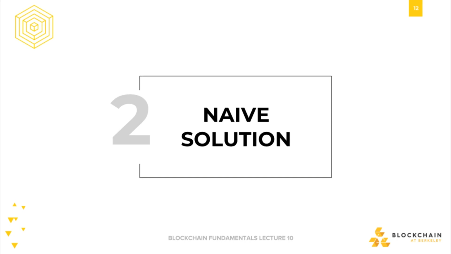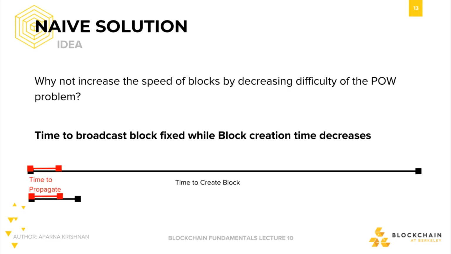Okay, so let's get started by talking about a naive solution. Why don't we just increase the speed of blocks by decreasing the proof of work difficulty problem? Who arbitrarily set this to 10 minutes? Why can't it be 10 seconds? Why can't it be 1 second? That would just solve all our problems, right?